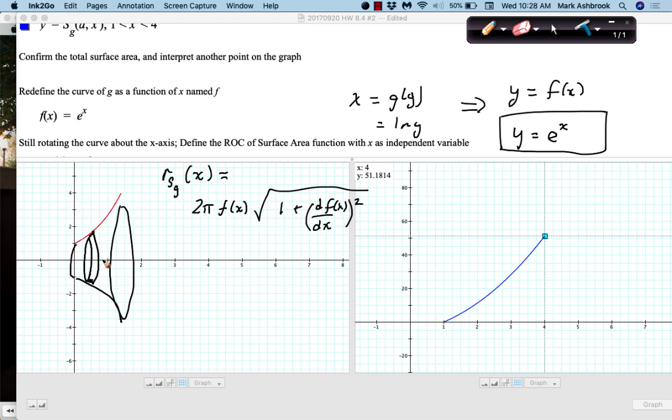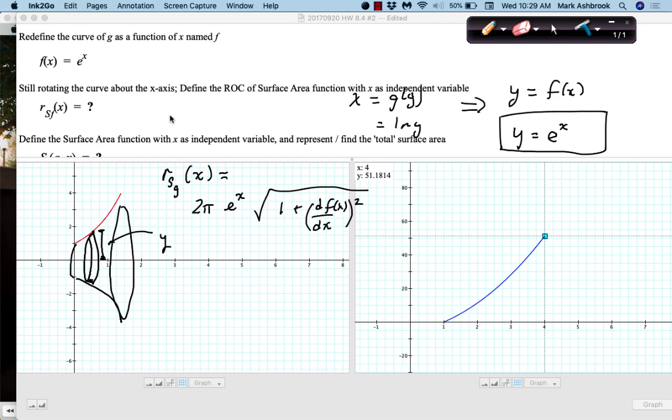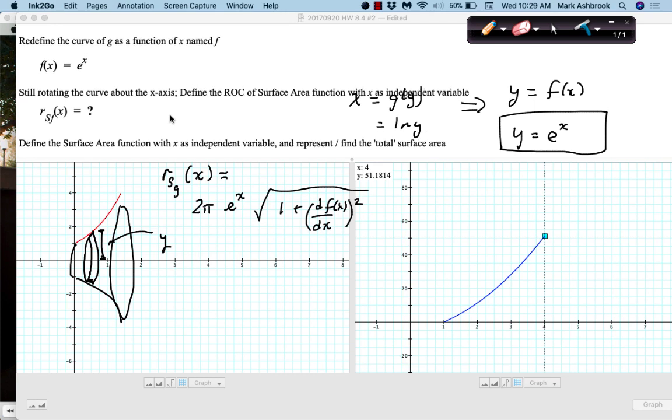So now, again, the radius is this right here. The radius is x-coordinate or y-coordinate? Still the y-coordinate. It's the same ribbon, right? It's the same ribbon, but in terms of x, we need f of x, right? Or you could have put, instead of f of x, e to the x. Yeah, so f of x or e to the x, either one. Okay, while I type that in, I want you to find the surface area function with x as the independent variable. Go.